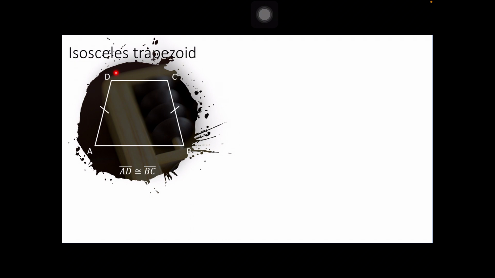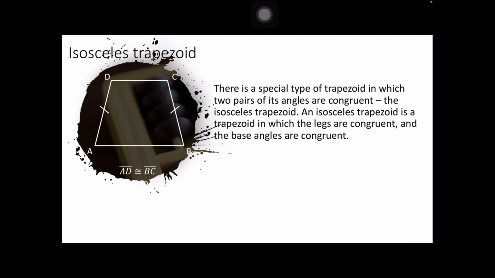Ayan. Kaya si segment AB at si segment BC or CB are congruent. Now, there is a special type of trapezoid in which two pairs of its angle are congruent, the isosceles trapezoid. An isosceles trapezoid is a trapezoid in which the legs are congruent and the base angle are congruent. Ayan po, katulad ng sabi ko kanina, the legs of isosceles trapezoids are congruent.